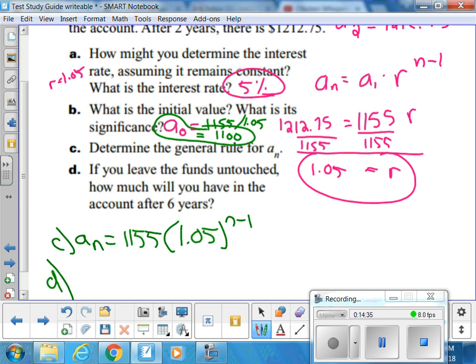And if you leave the funds untouched, how much would you have after 6 years? They're just asking you to find A6. So just put a 6 in front. I didn't think this one was all that bad. What did you find so hard about it?